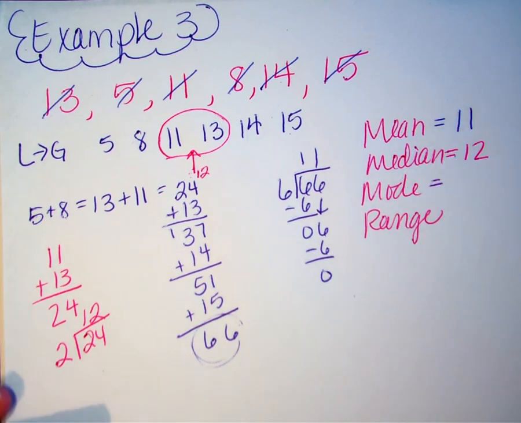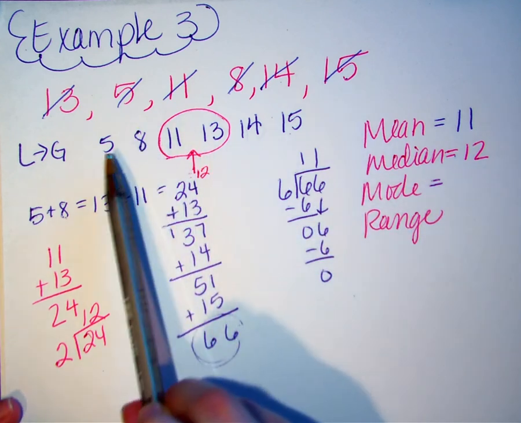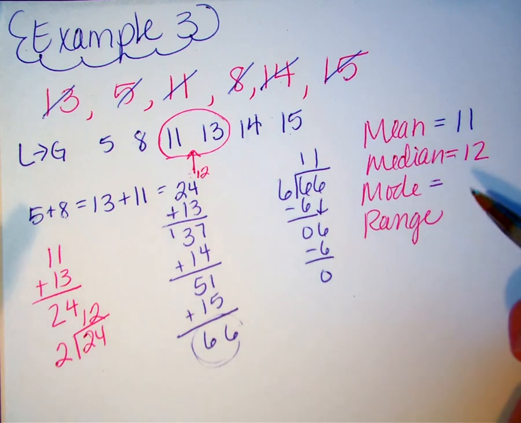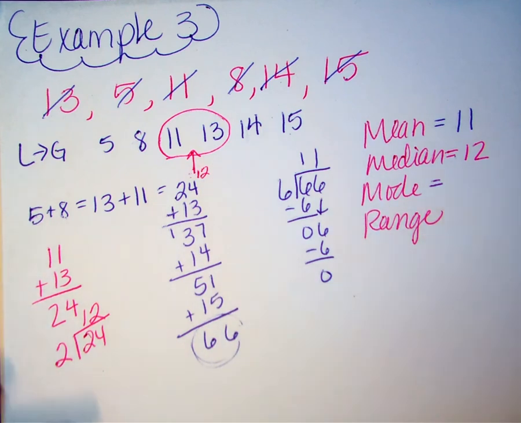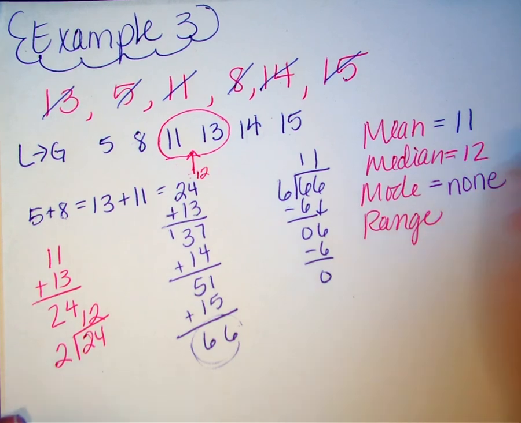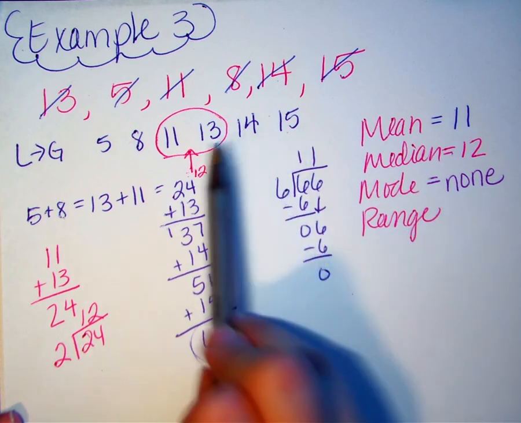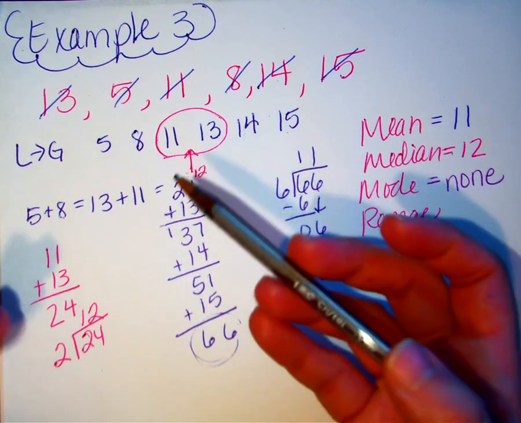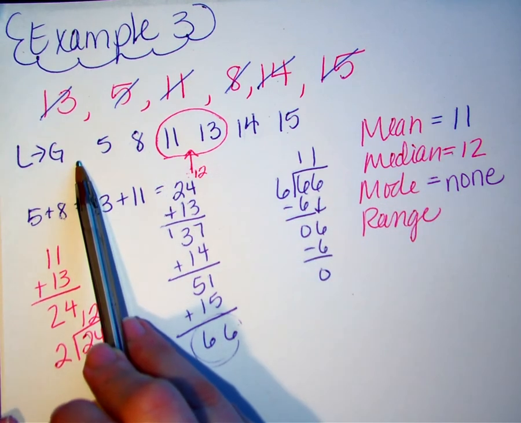So the mode, remember the mode means most often occurring in the data set. So the most popular number in the data. Is there anything that's repeating itself? 5, 8, 11, 13, 14, 15. There's nothing that's repeating itself here. So if there's nothing repeating itself, you would put none or no mode. Don't put 0 because that would mean that there's 0 repeating over and over in the data. Like if I had 0, 0, 0, then it would be the mode.